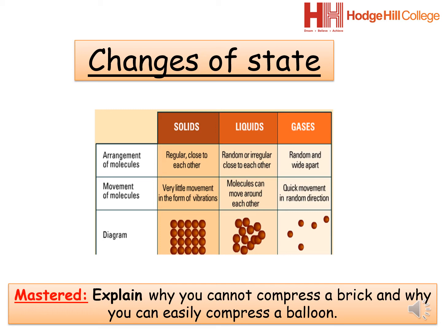And lastly, you have gases. Now, as you can see from the diagram below, there's lots of gaps in between. Because they have lots of gaps in between, they are random and wide apart. Therefore, the movement is very quick and random in direction. So, as you can see, all three diagrams differ, and this is why they have different properties.